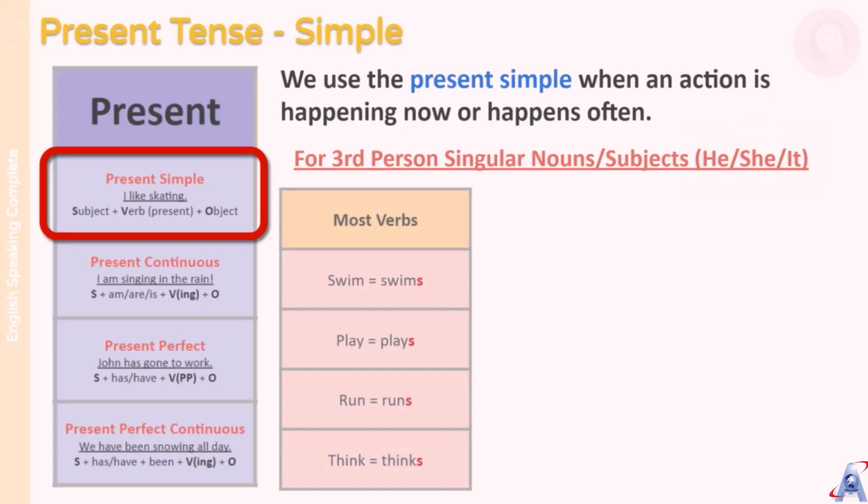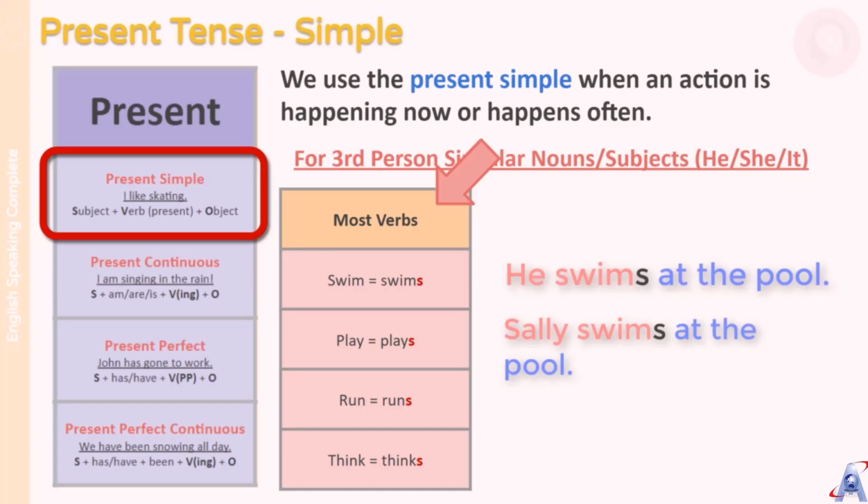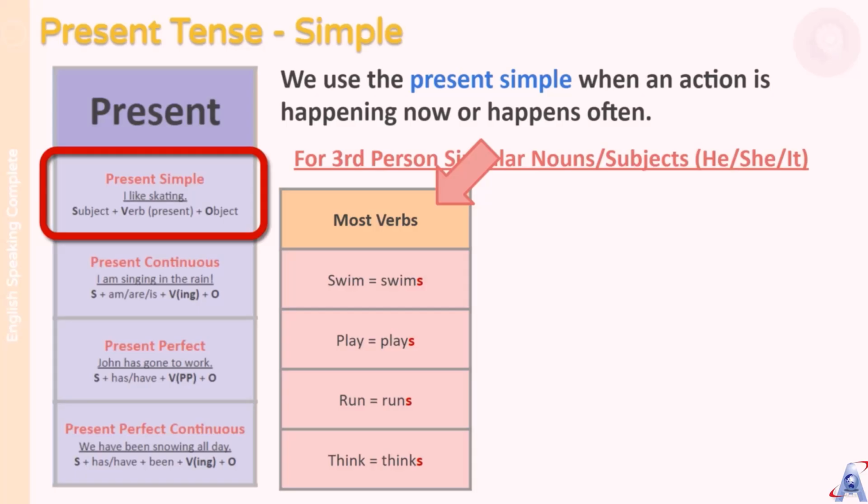Okay, so here we have most verbs, most of the time, just adding an S. So with the subject being third person singular, swim would become swims. He swims at the pool. Sally swims at the pool. The dog swims at the pool. So there we've gone through he, she, and it, the dog, it, a living thing, and we need to add this S to the verb. So play would become plays. Run would become runs. Think would become thinks.